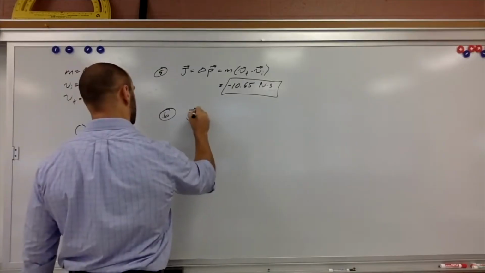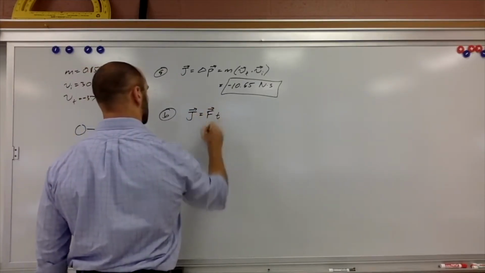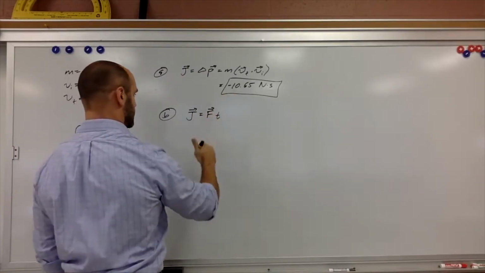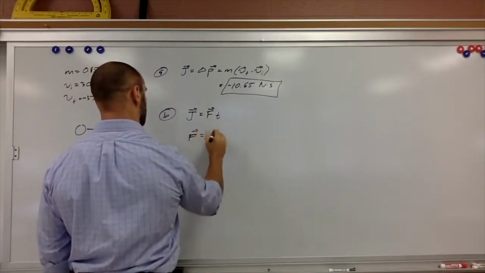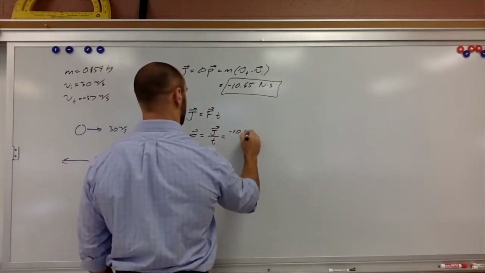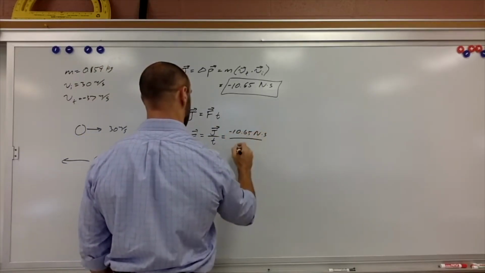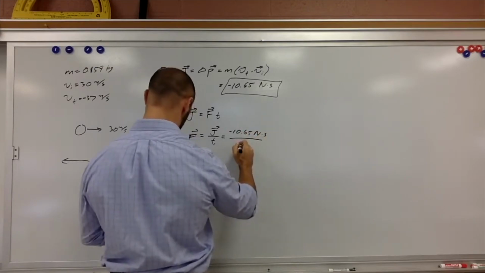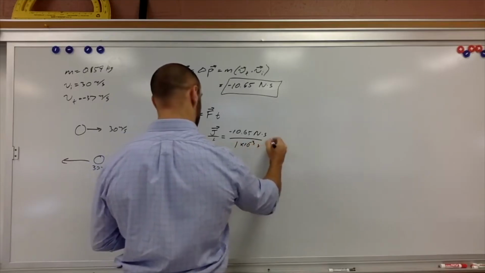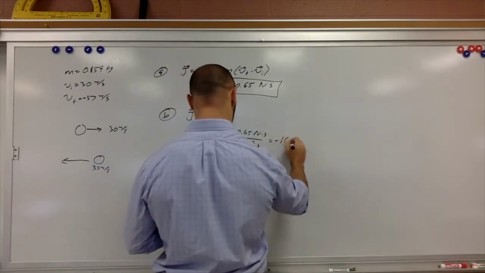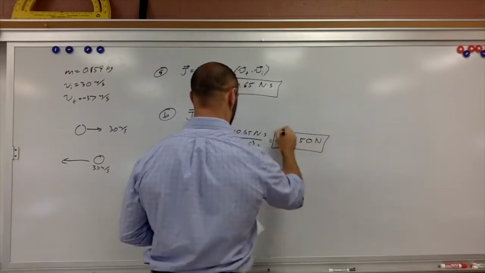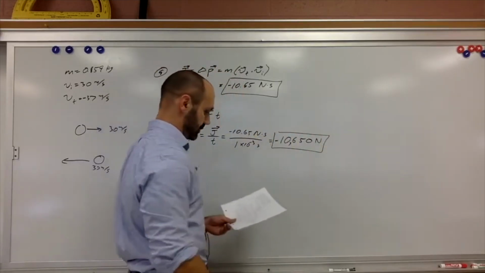So J equals Ft. We know J from this, and we know the time was just given to us. So the force is the impulse divided by the time, so negative 10.65 Newton seconds over 1 millisecond, so 1 times 10 to the negative third seconds. Well, that gives us negative 10,650 newtons. That's good. You can see the units, the seconds cancel out, and we're left with that.